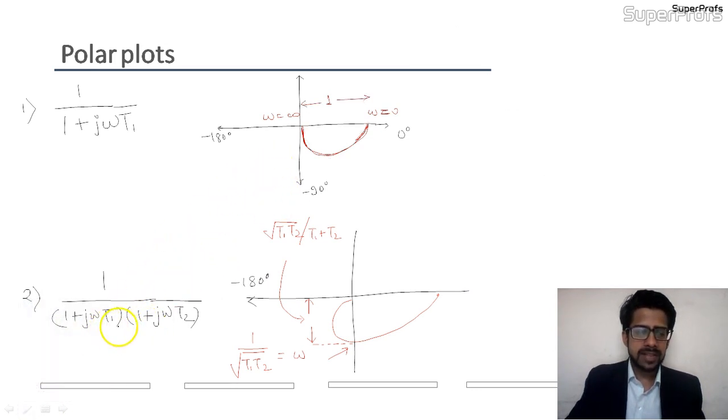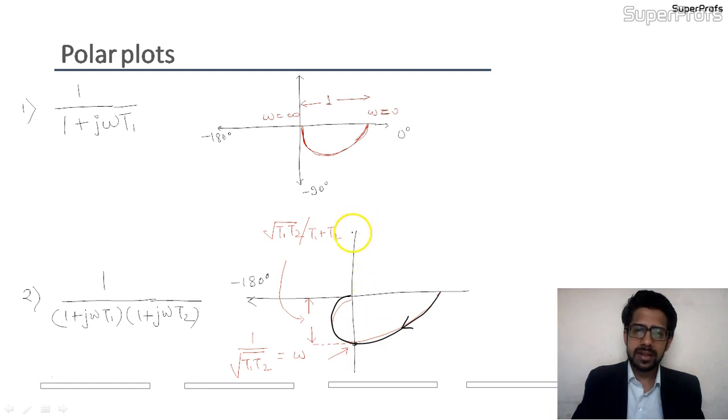Let us look at this second function on the bottom, wherein the transfer function is 1 upon 1 plus j omega t1 plus 1 upon j omega t2. Similarly, if we put the values of omega into this function, you get a polar plot like this with direction in this direction.